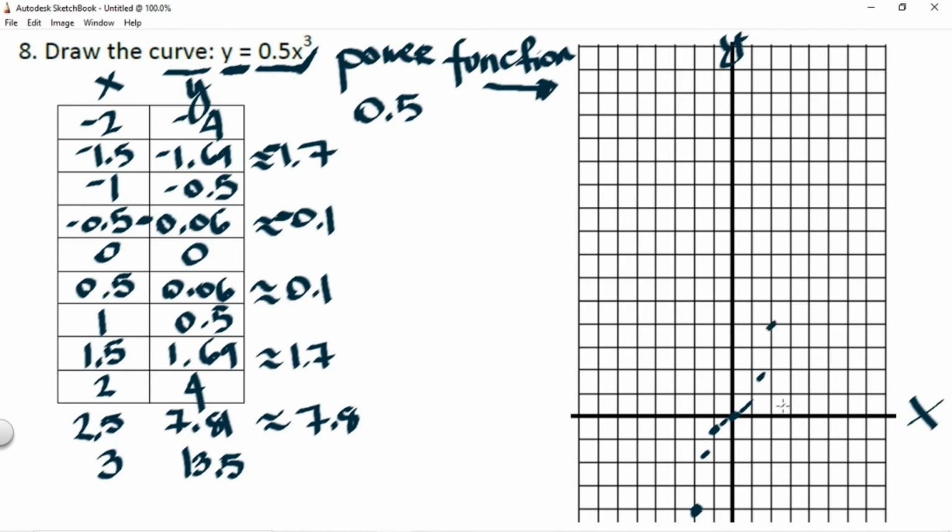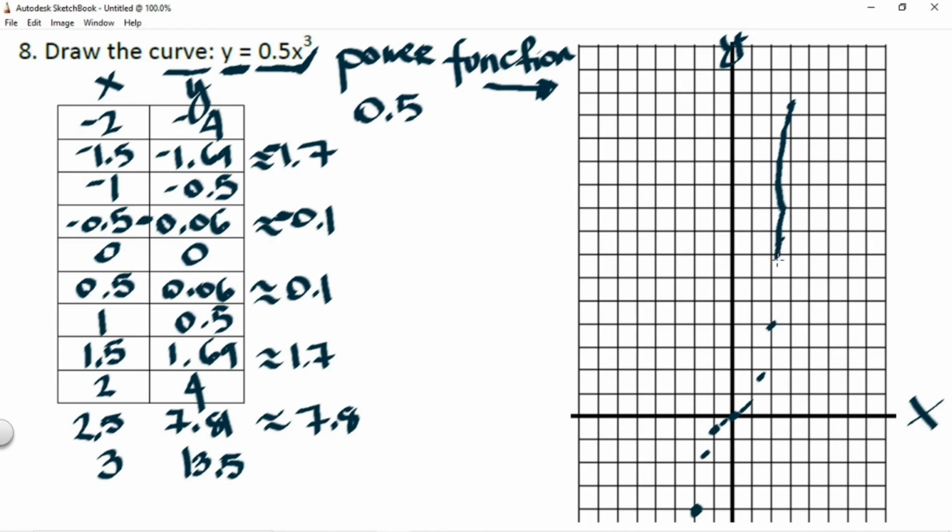If x is 2.5, y is +7.8. 4, 5, 6, 7.8. If x is 3, y is 13.5. Let us count 13.5 grids upward. 1, 2, 3, 4, 5, 6, 7, 8, 9, 10, 11, 12, 13.5. Then let's try to connect these points.